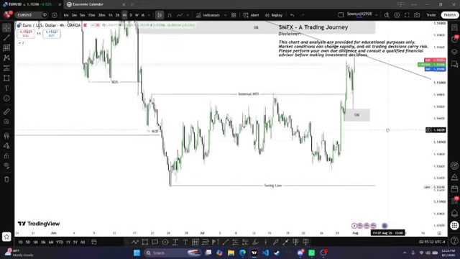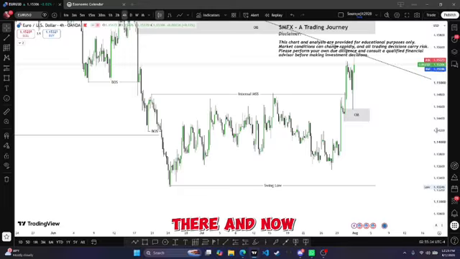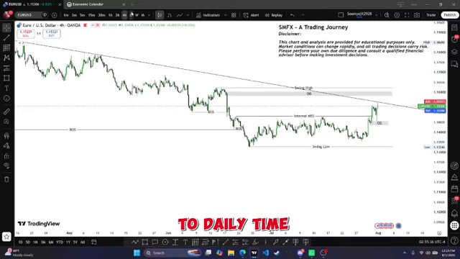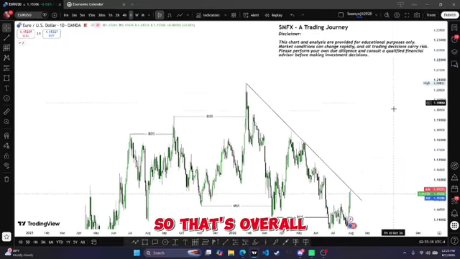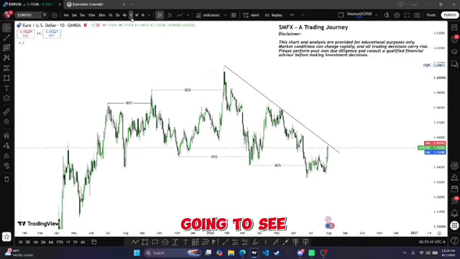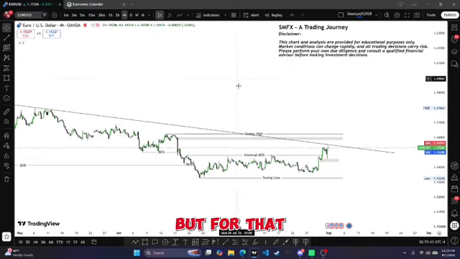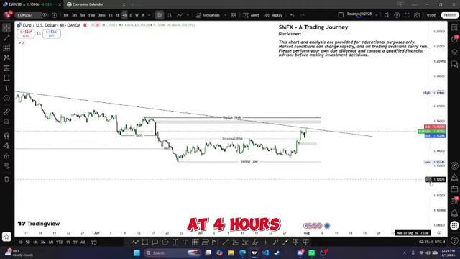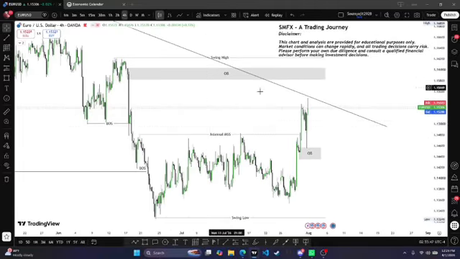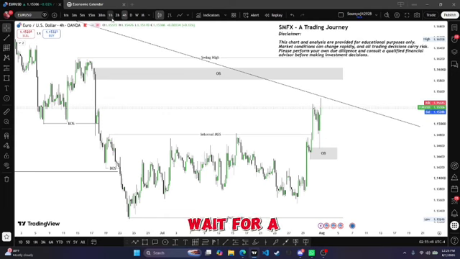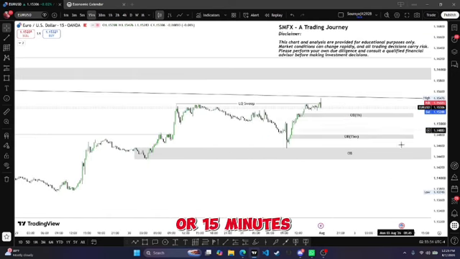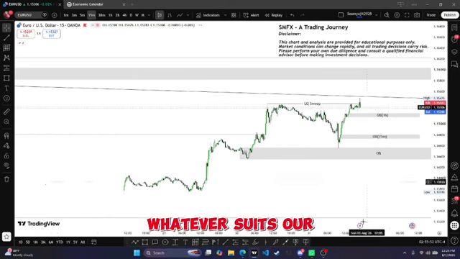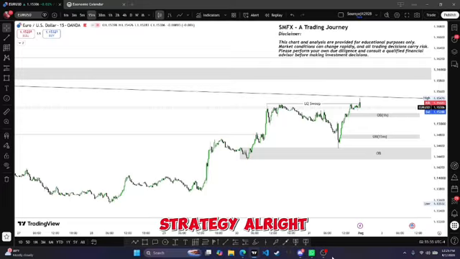All right. So now if we go to the daily time frame once again, that's the overall thing. We are going to see sales, but for that we have to wait for a reaction at 4 hours with a rejection. Else we can wait for a market structure shift on 1 hour or 15 minutes, depending upon whatever suits our strategy. All right.